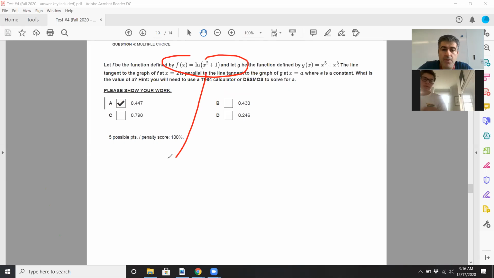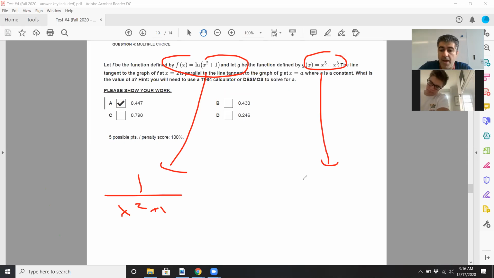You got this, right? You need to do a derivative of that, 1 over x squared plus 1. Awesome. You got that. You need to do a derivative of that, 5x^4 plus 3x squared. Awesome. You need to plug a in for the g derivative. Great. So you have 5a^4 plus 3a squared. Fantastic. You know they're going to equal each other because they're parallel. Fantastic. You're doing great so far. You need to plug in 2. Great. Fantastic. I know I'm repeating myself. Here's the problem. Can someone tell me what mistake I just made? You can put it in chat, or you could speak in your microphone.